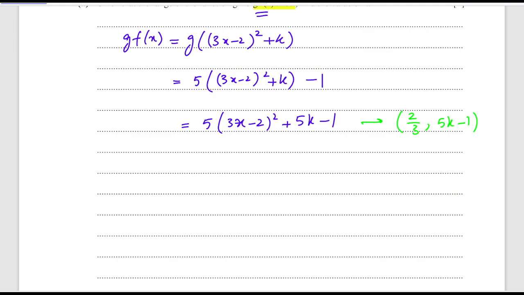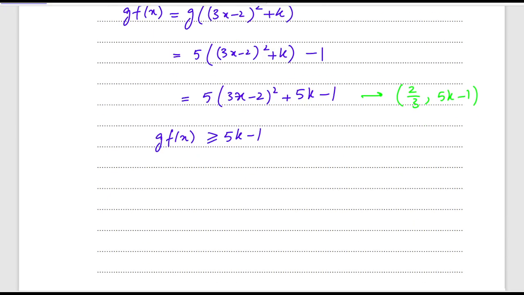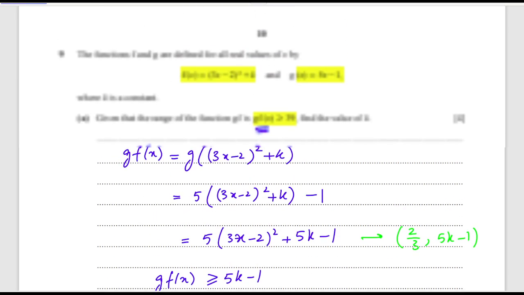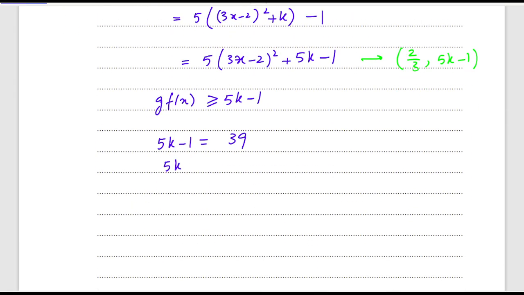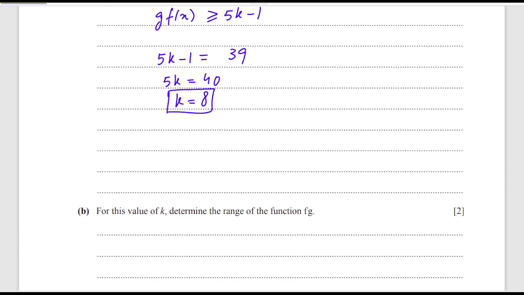So the range of this function gf will be gf of x greater than or equal to 5k minus 1, but we are given that the range is greater than or equal to 39, so 5k minus 1 will be equal to 39. Okay, so 5k is equal to 40, which means k is equal to 8. So this is the required value of k, equal to 8.